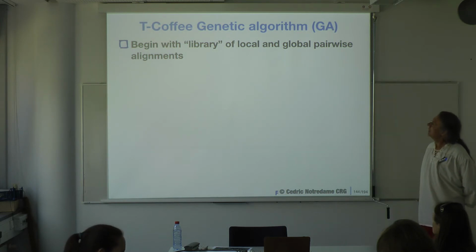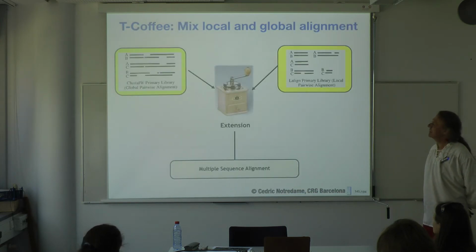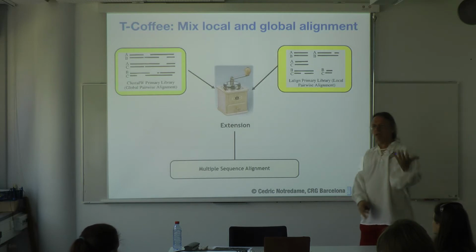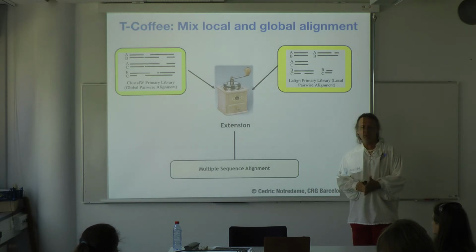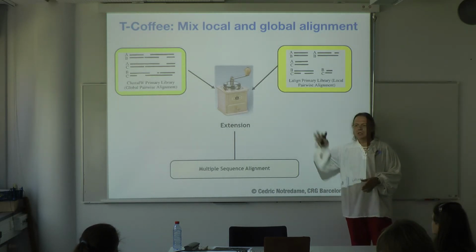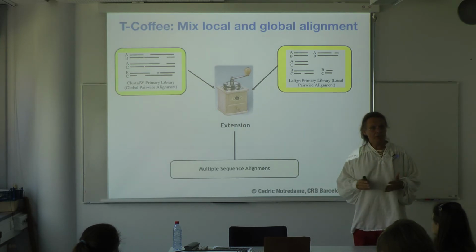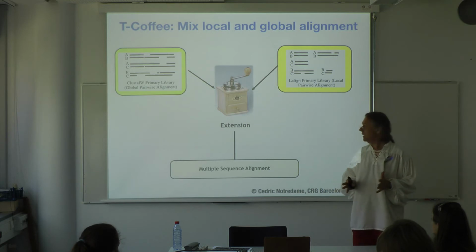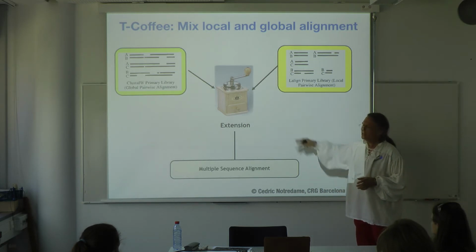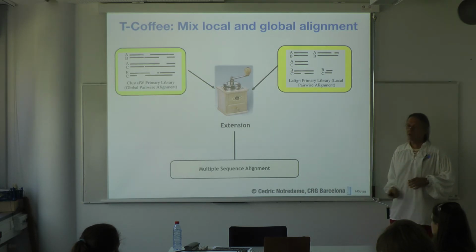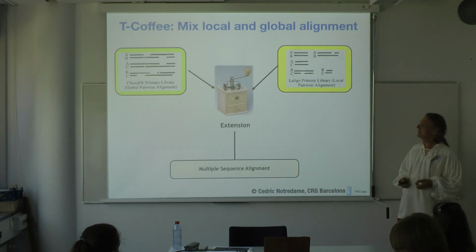You begin with a library of local and global pairwise alignments. Essentially what that means is you take any alignment method that you have, PSSM, ClustalW, you let it produce a bunch of pairwise or multiple alignments for that particular family, and then you crank it into a device and you get a refined alignment, the genetic algorithm.